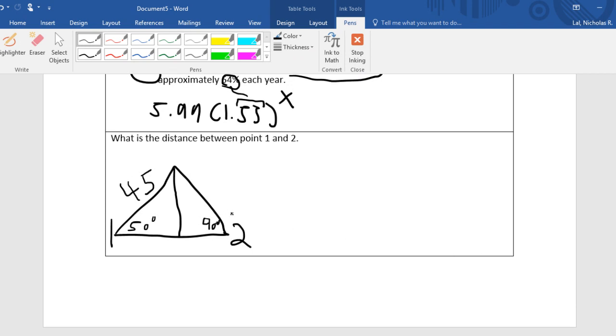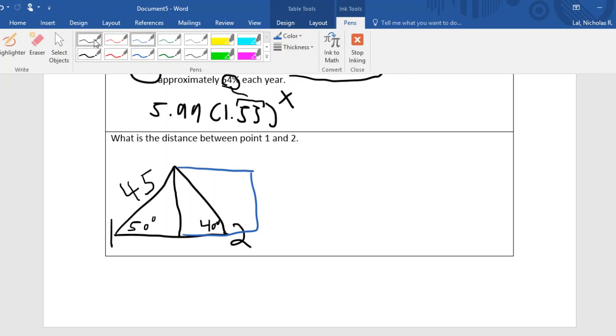What is the distance between point 1 and point 2? And sorry, let me change this. That's 40 degrees, okay? So to find the distance between point 1 and point 2, we first need to find the height of this opposite side.